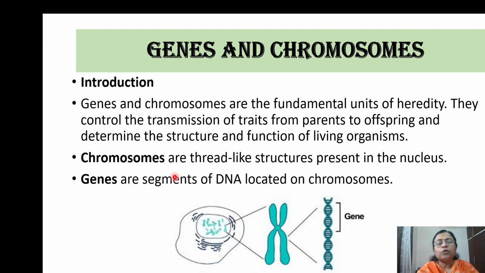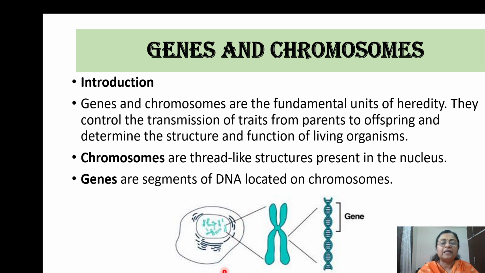Okay, so these chromosomes are nothing but thread-like structures which are present in the nucleus. In case of the eukaryotic cell, these chromosomes are present in a well developed nucleus. But in case of the prokaryotic cell, chromosomes are suspended in the matrix, in the cytoplasm. Genes are the segments of DNA which are located on the chromosome.